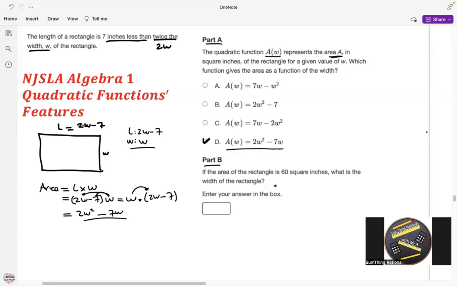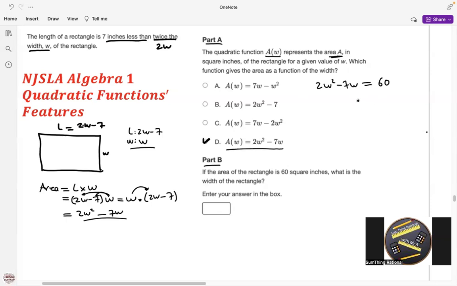Okay. Second part of the question, it says that the area of the rectangle is 60 square inches. What is the width of the rectangle? So area is given here again as 2W squared minus 7W, but this is given as 60. What I need to do is equate them, okay? Let me start solving here. 2W squared minus 7W is equal to 60, okay?